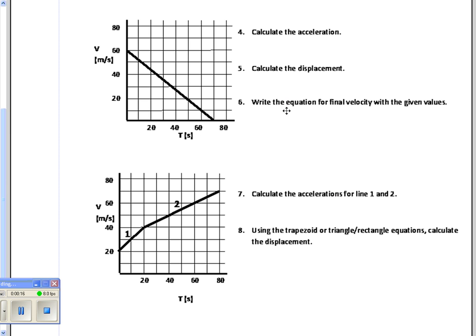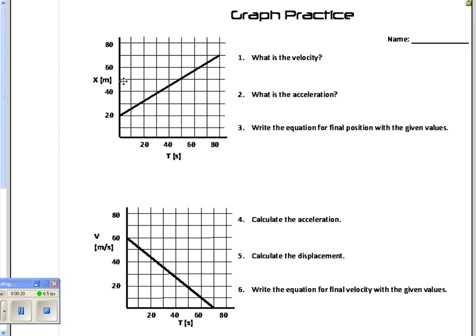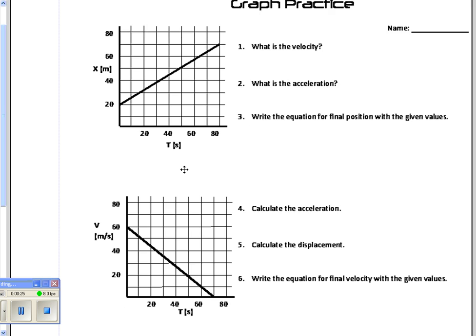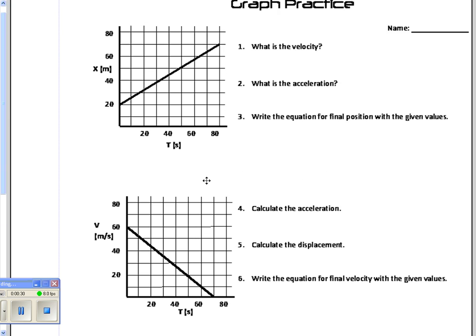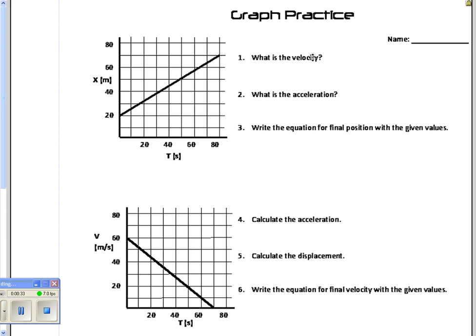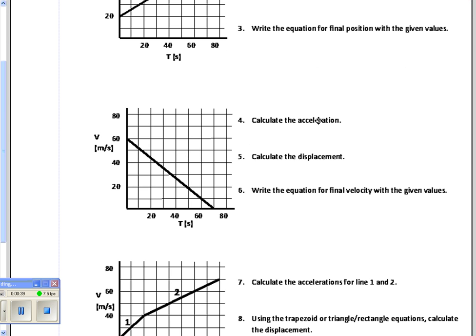Again, the whole point of this worksheet is for you to understand that the slope of a position versus time graph is velocity, and the slope of a velocity versus time graph is acceleration. So the first question I had asked was, what is the velocity? And really, you were just figuring out the slope. Here, I'm going to ask, what is the acceleration? And again, you're really just calculating the slope.